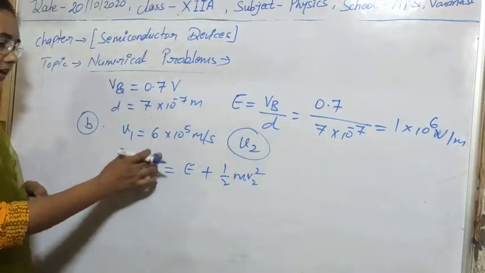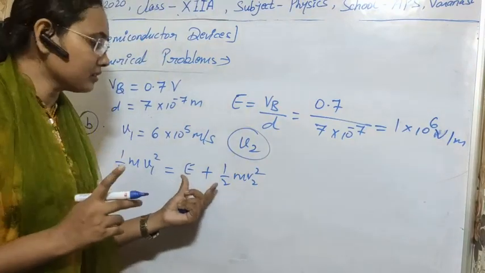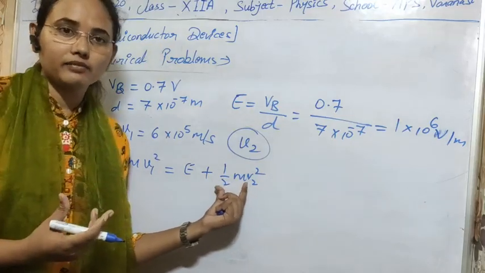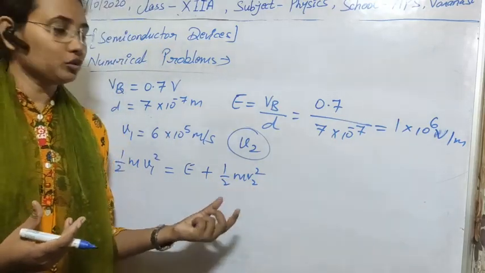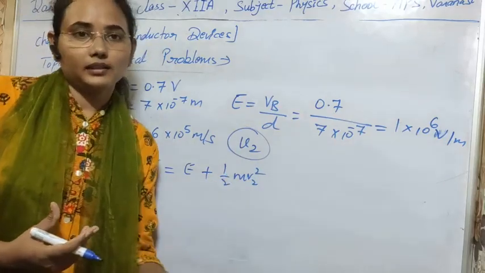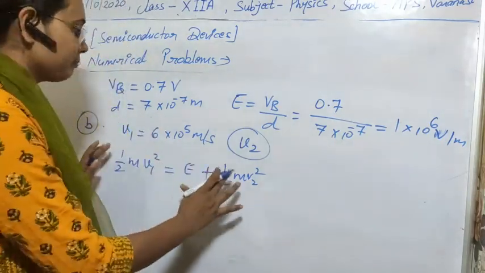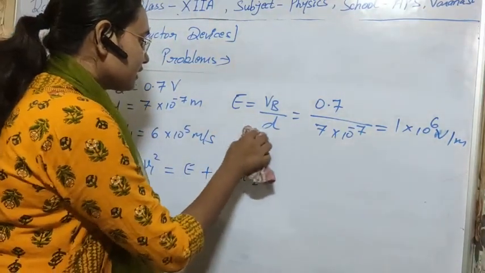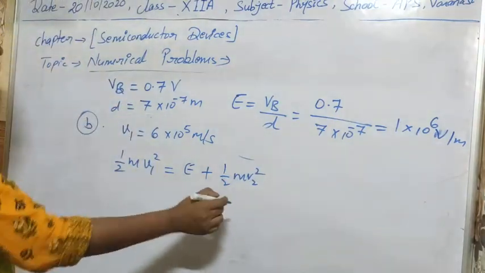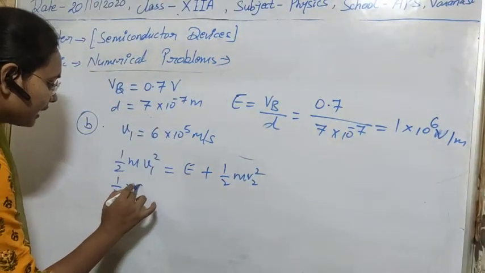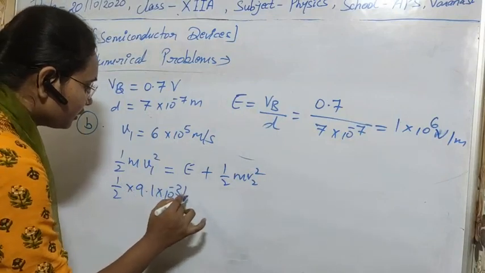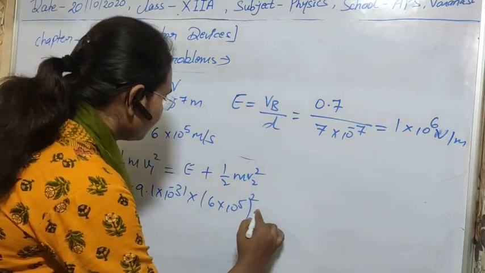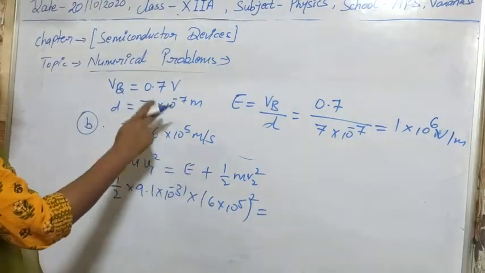Simple, this kinetic energy will be used in two ways. First, to overcome the junction depletion region, and the rest of the energy remains as kinetic energy, which determines the velocity with which it will enter the p region. I think it is clear what we have to do here. It is given that the junction potential is 0.7 volt, and v1 we already know. The mass of the electron is 9.1 into 10 power minus 31, and 6 into 10 to the power 5 whole square is equal to this energy.